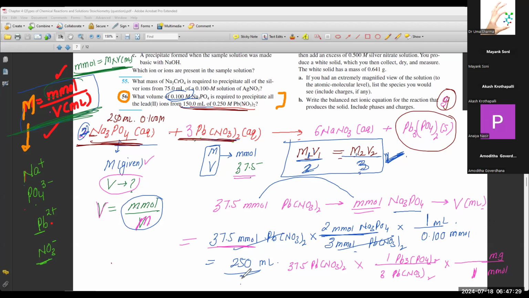Is it right, children? What is the molar mass of this lead phosphate? Did you calculate the molar mass, Akash?